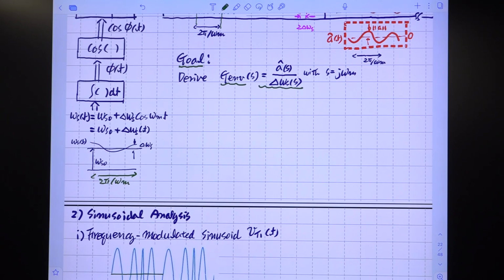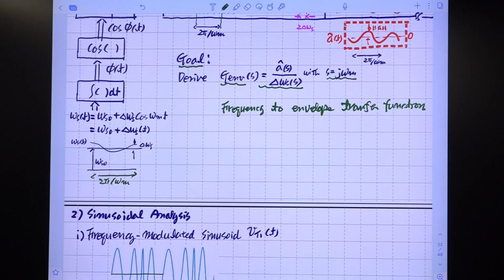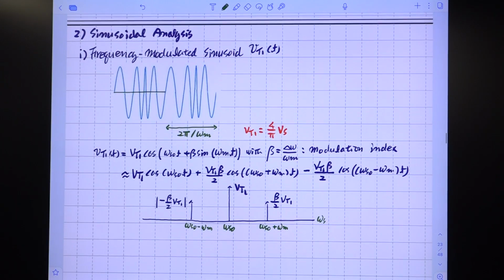And s here represents j omega m. This is called the frequency to envelope transfer function. So our final goal here is to derive this one, to understand the characteristics, equation, or Bode plot of this transfer function. It will be our final product. So this is the process.